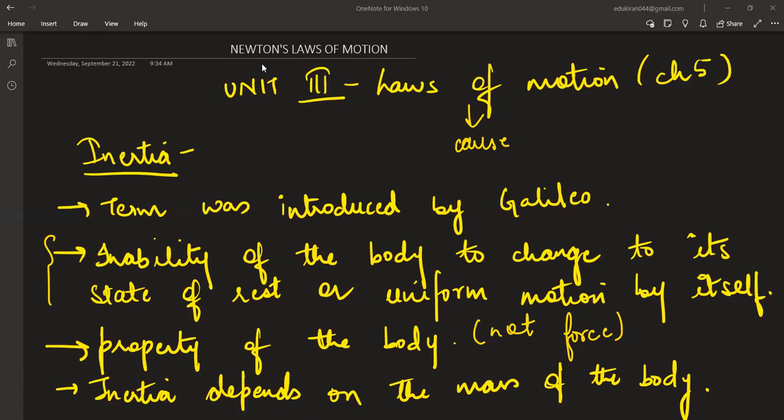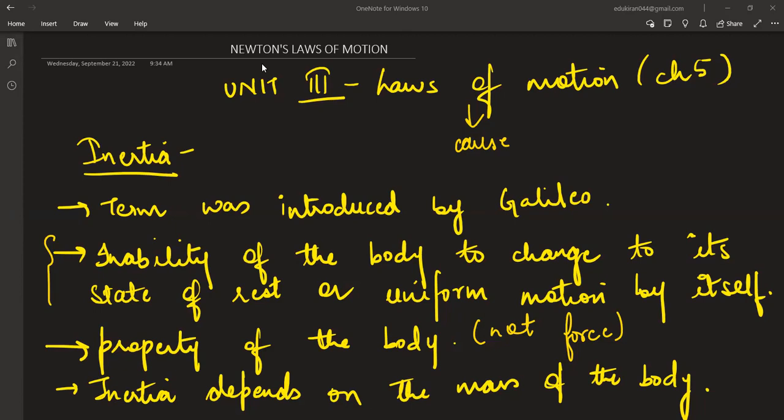All right. So let us start with the class. See, in the last class, we had completed projectile motion. So first, all the basics of vectors are also completed within that. Now we'll start with laws of motion.